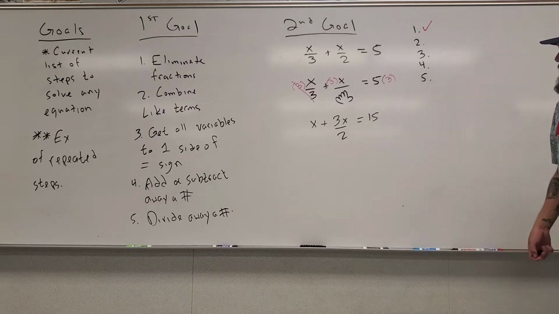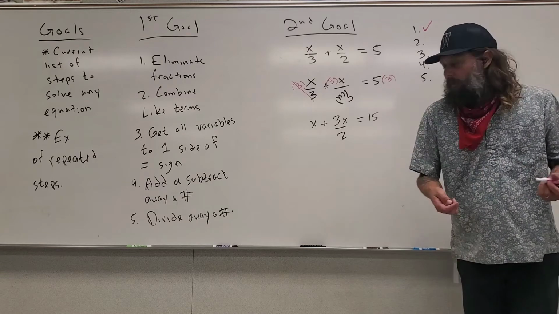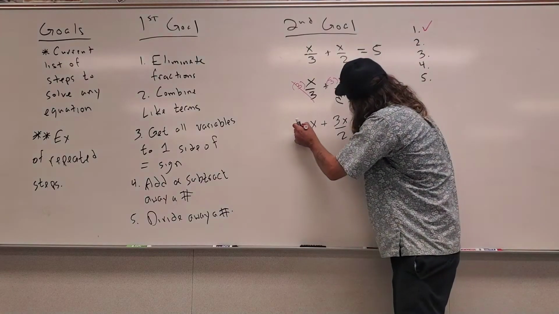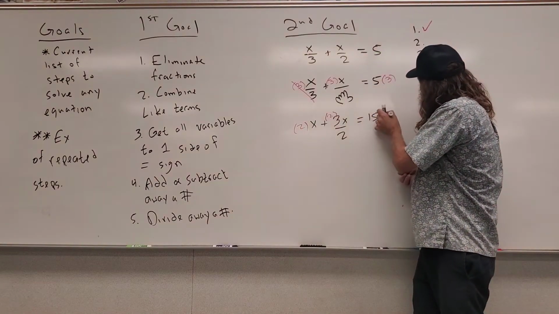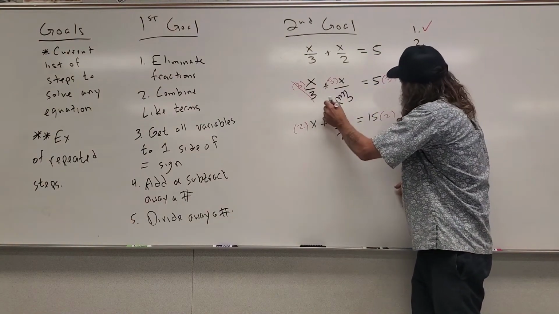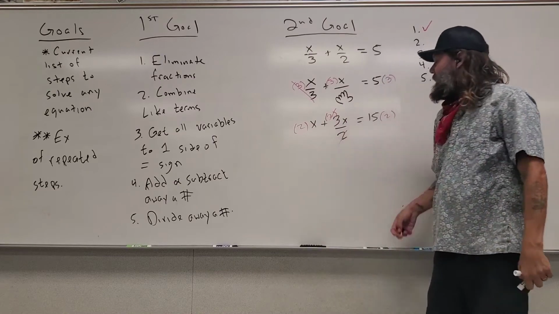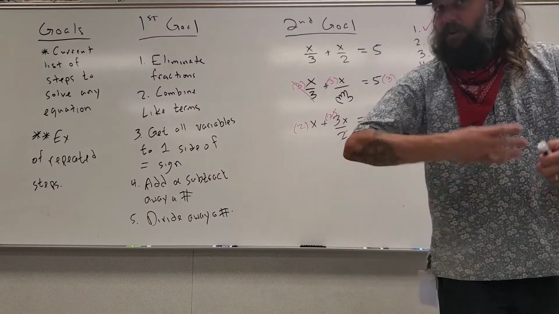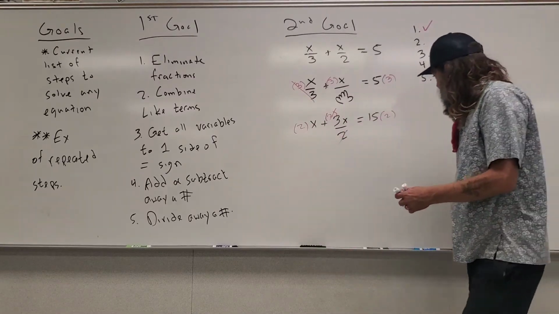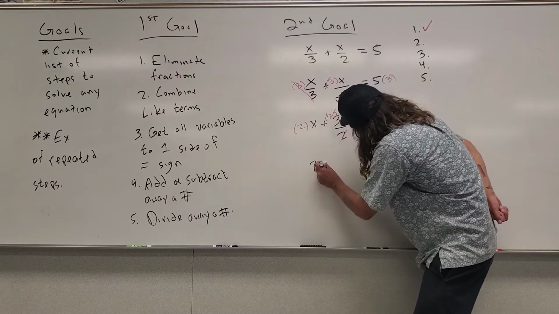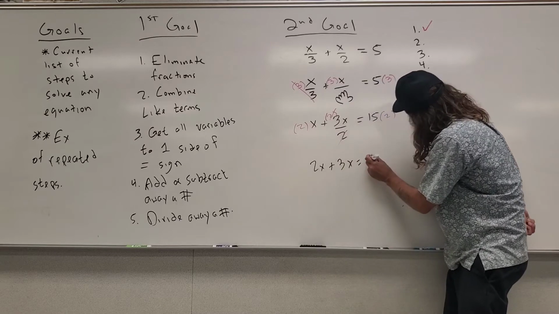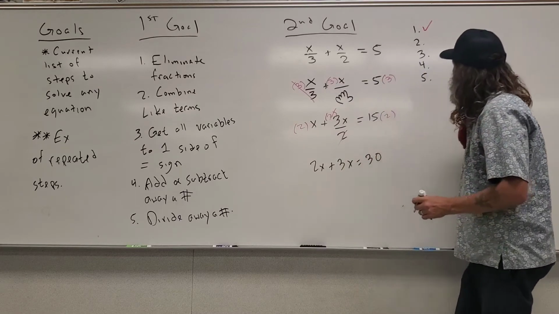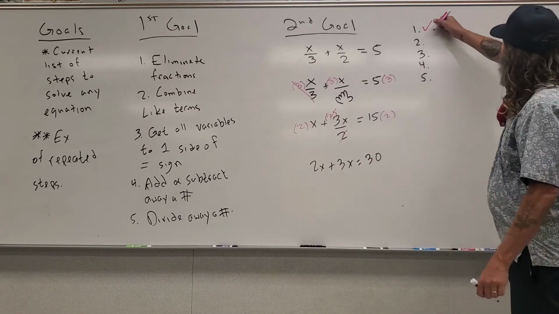So I need to do my step 1 again. Instead of multiplying everybody by 3, I'm going to multiply everybody by 2. So you get a 2, a 2, and a 2. Now my second fraction cancels. And remember, this lesson is a wash, rinse, repeat. You can do steps multiple times. So now I'm left with 2x plus 3x is equal to 30. So I did step 1 twice.